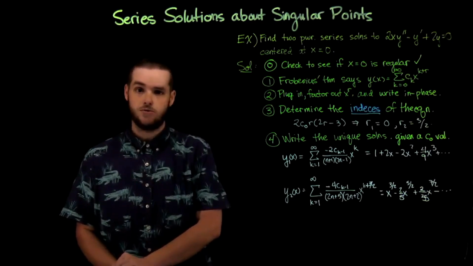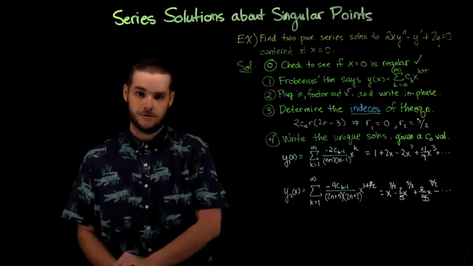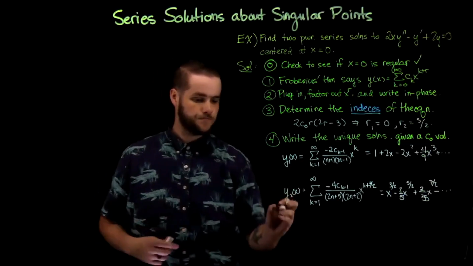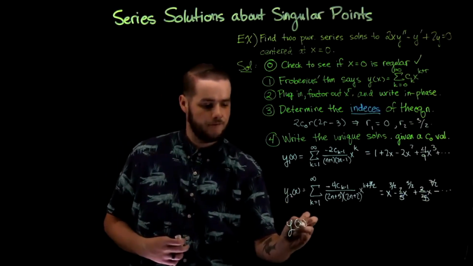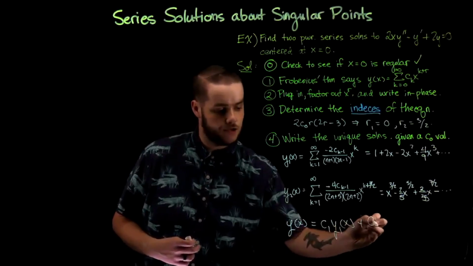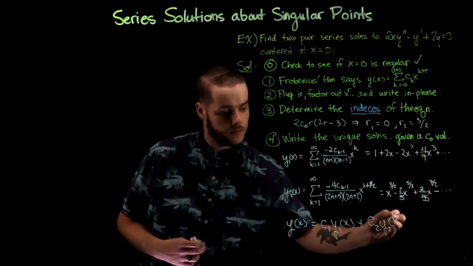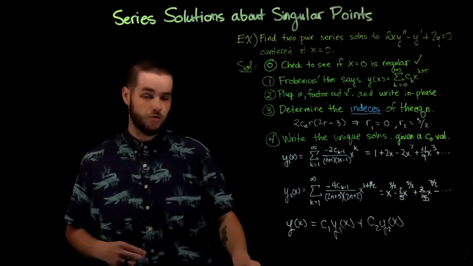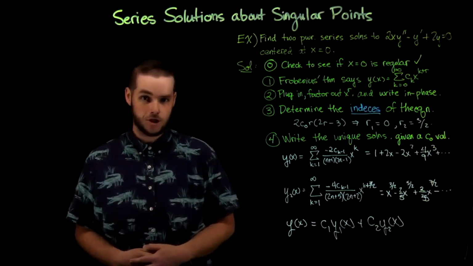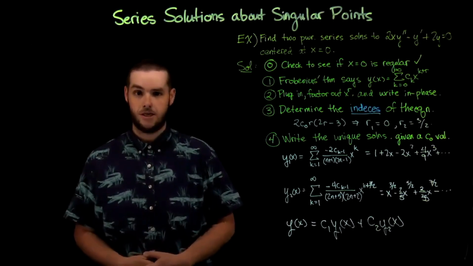So using these two fundamental solutions, I can derive the general solution as having the form c1 y1(x) plus c2 y2(x), where ultimately those two different parameters come from the initial condition, the initial coefficient we couldn't determine in each power series.